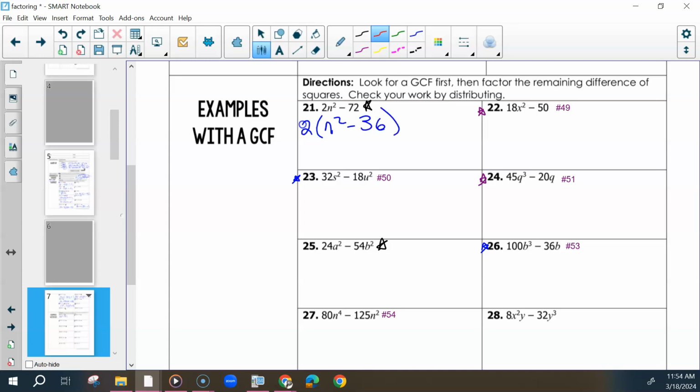Minus 36. And then can we do anything else with what's on the inside? We can't divide it by a GCF, but could we do it's a square? We can take the difference of squares, yes. Which would make that what two factors?